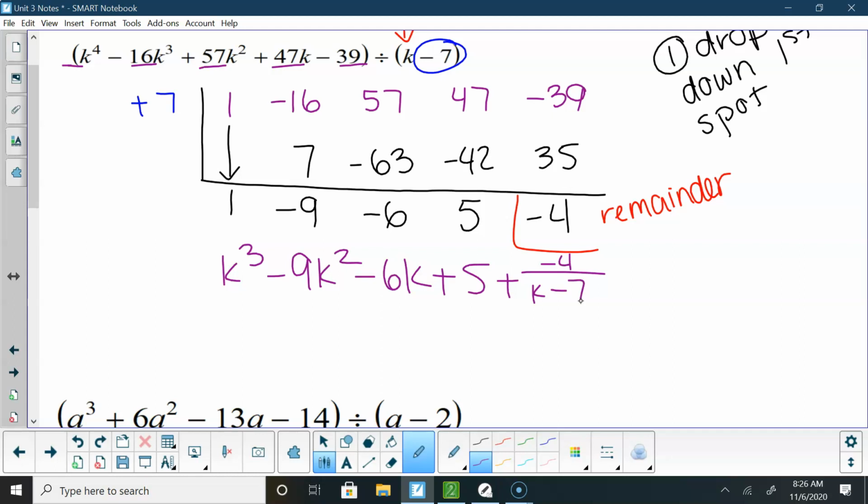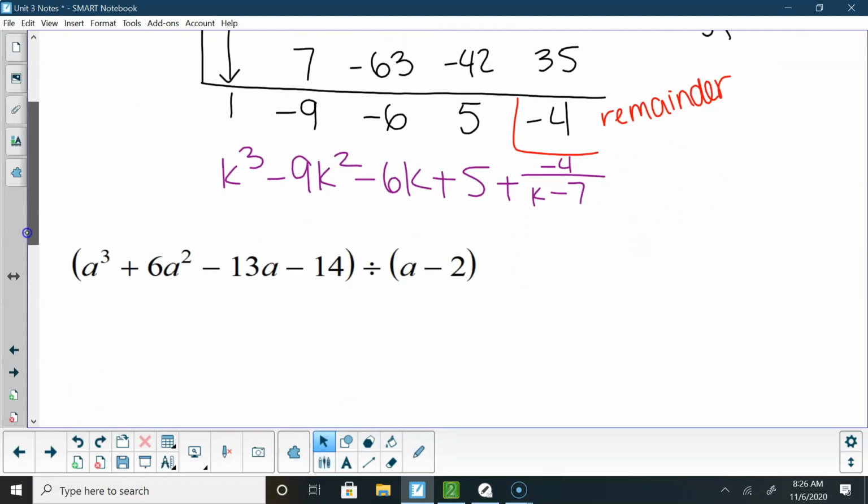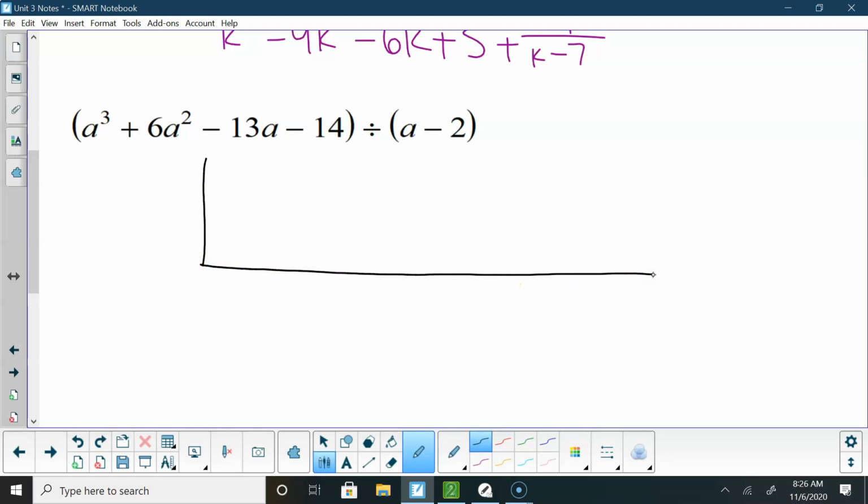With water wings when you need it? Okay. Here's my next example. Am I missing any terms? No. So I'm cool. Draw my giant L. What do I put on the outside of my L? Yep, positive 2. And then everything inside is 1, 6, negative 13, negative 4. How'd I go?